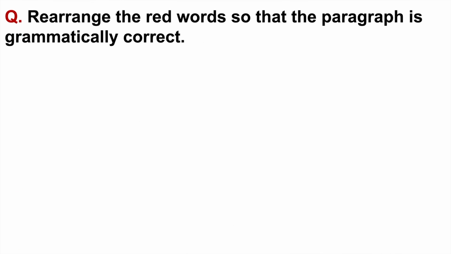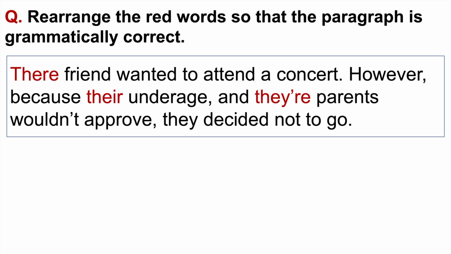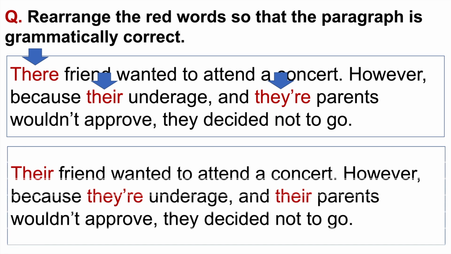And this type of question is common during English proficiency test questions. And the question is, rearrange the red words so that the paragraph is grammatically correct. So this paragraph is not correct. Their friend wanted to attend a concert. However, because they're underage and their parents wouldn't approve, they decided not to go.